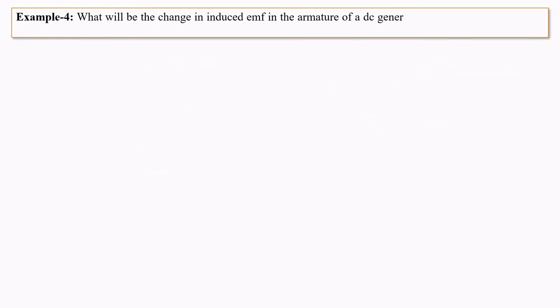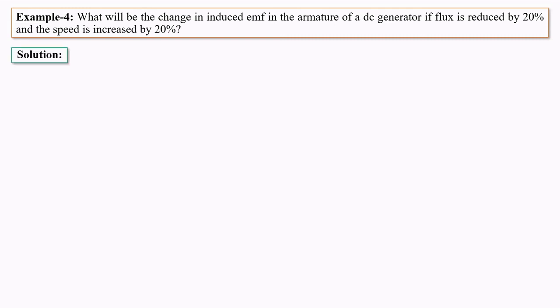The next question is, what will be the change in induced EMF in the armature of a DC generator if the flux is reduced by 20% and speed is increased by 20%? Here no other values are given, only that the flux will be reduced by 20% and the speed will be increased by 20%. Then what will be the change in induced EMF?